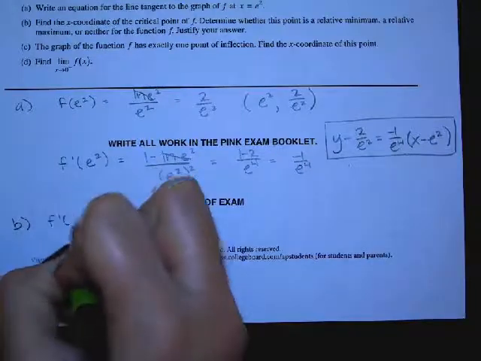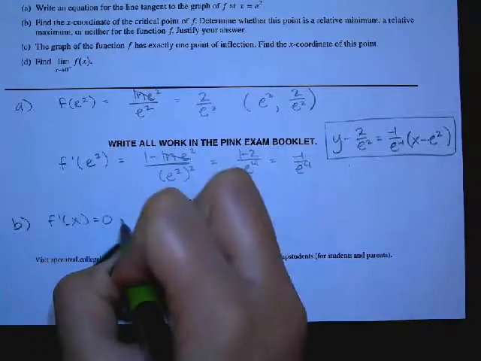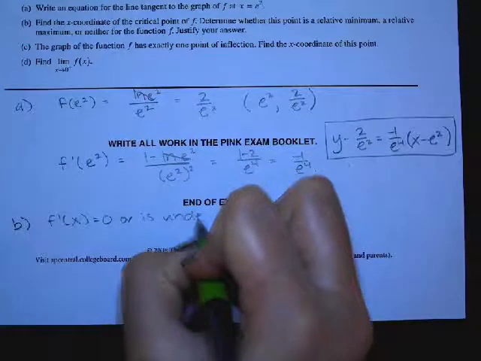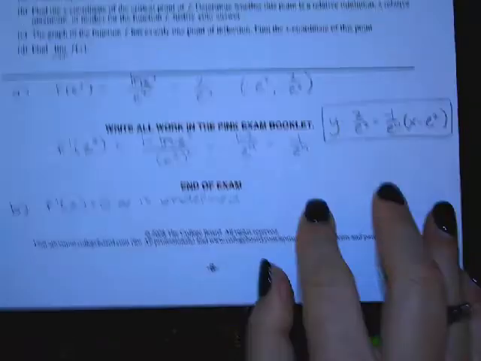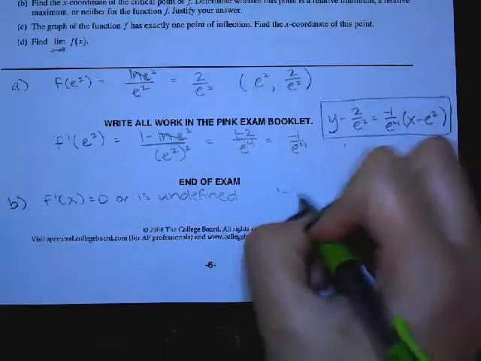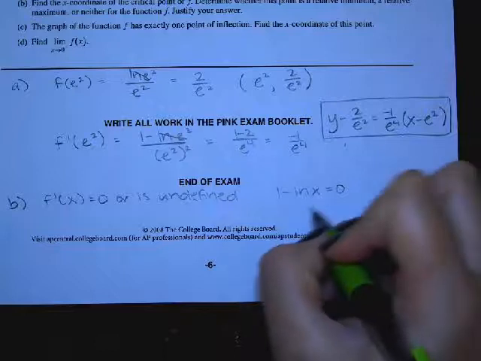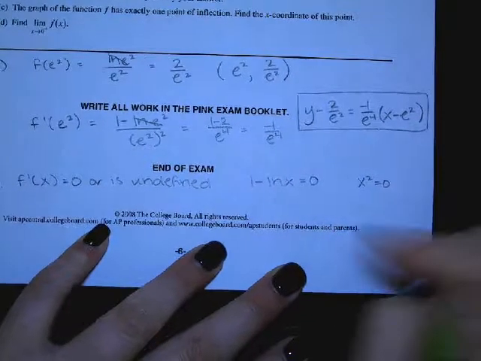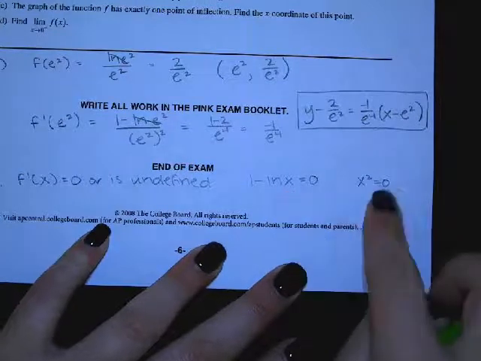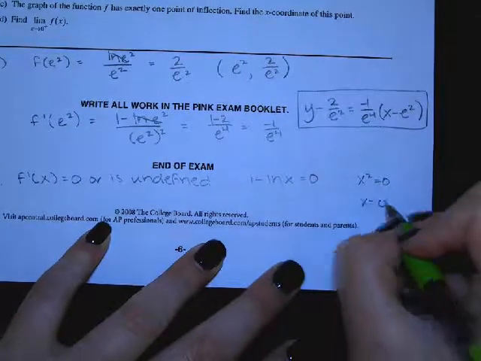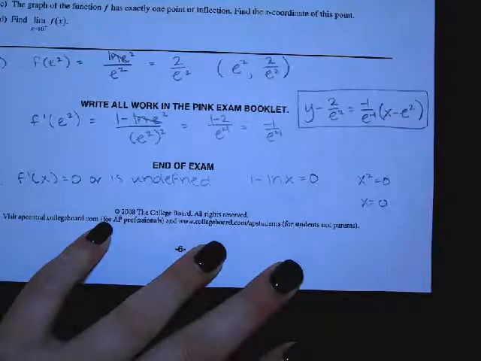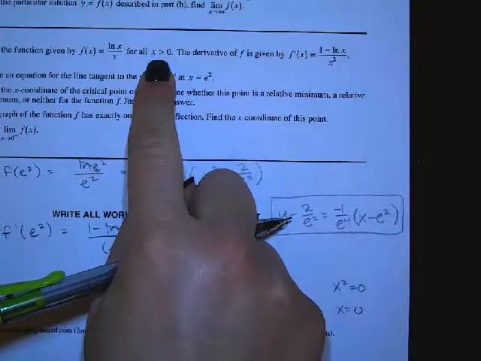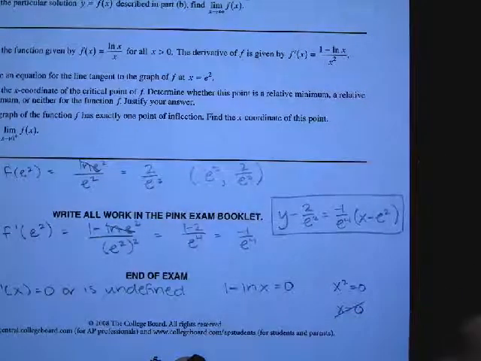So this means we're going to say that the derivative equals 0 or is undefined. You can do 1 minus ln x equals 0, and x squared equals 0. The first is where the derivative equals 0, and the second is where the derivative is undefined. I can see that that's happening at x equals 0. However, the original problem says to only consider x values that are greater than 0, so I'm not going to be using that anyway.